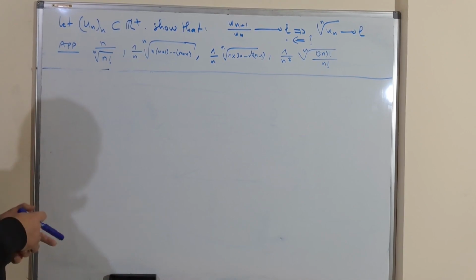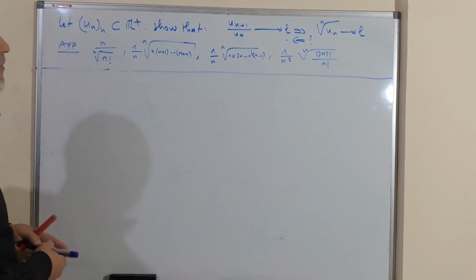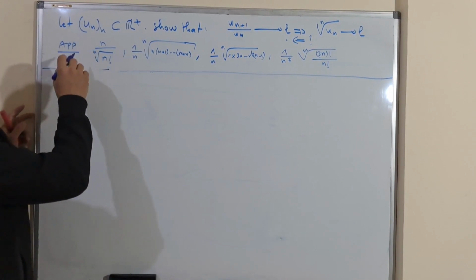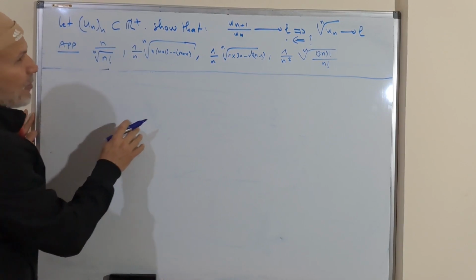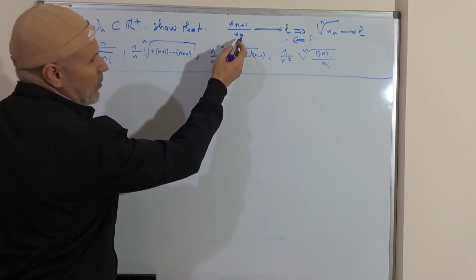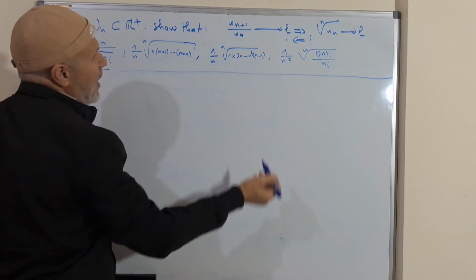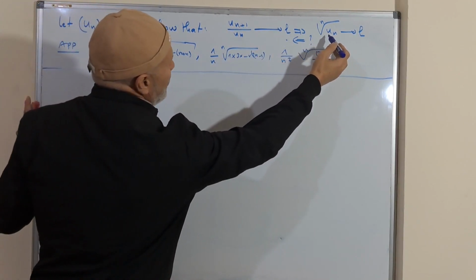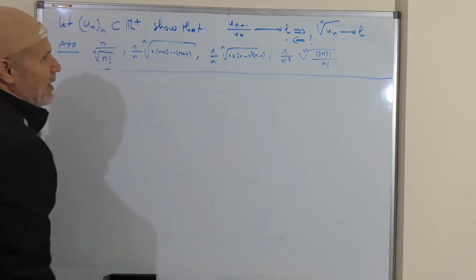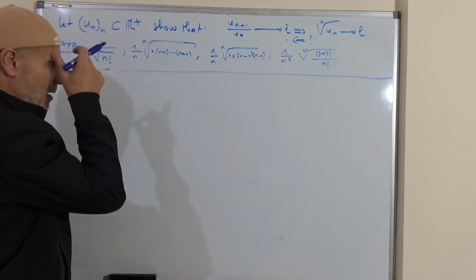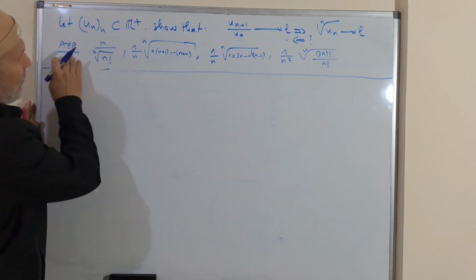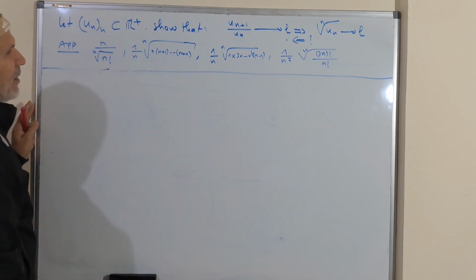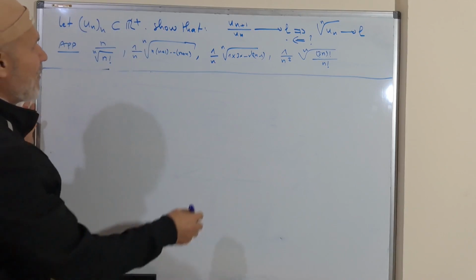This is a theorem in the form of an exercise and some applications. Let Un be a real positive sequence. Show that if Un plus 1 over Un converges to L, then the nth root of Un converges to the same limit. How about the inverse? And as an application, we will try to find the limit of these sequences.